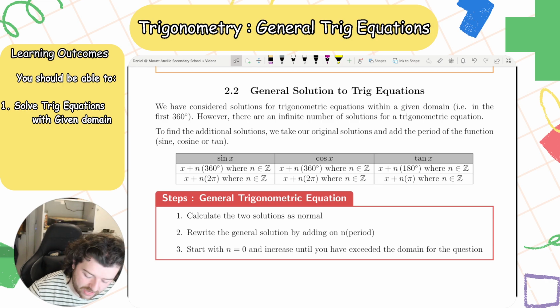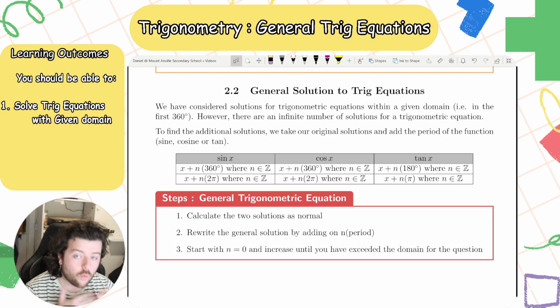So let's go over how to solve these now. How to solve a general trig equation. We've considered trig equations within a given domain. However, there are an infinite number of solutions, like I showed now.